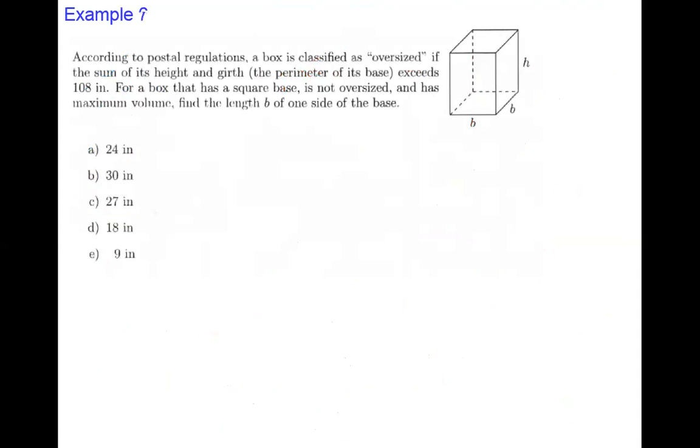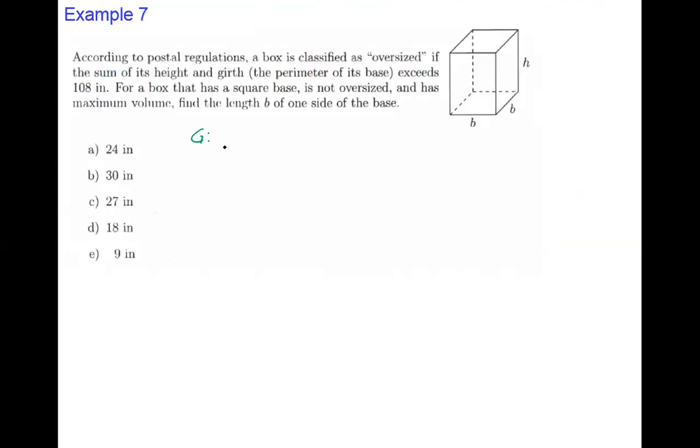What we have here. According to the postal regulations, a box is classified as oversized if the sum of its height and girth, oh, I don't even know how to pronounce this word, girth, the height and the perimeter of the base exceeds 108. That means if it's longer than 108 inches, then it's oversized.